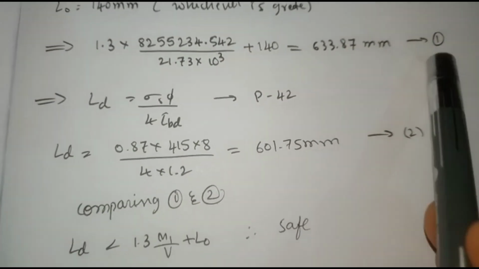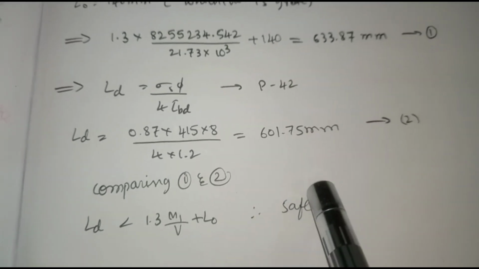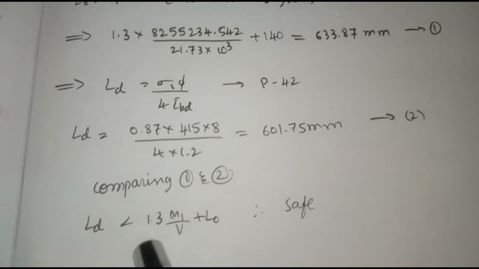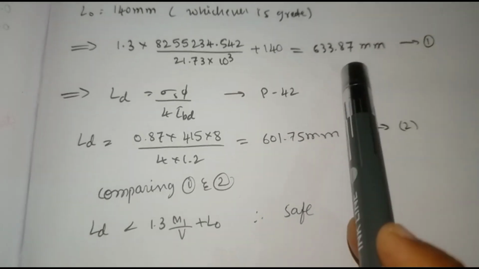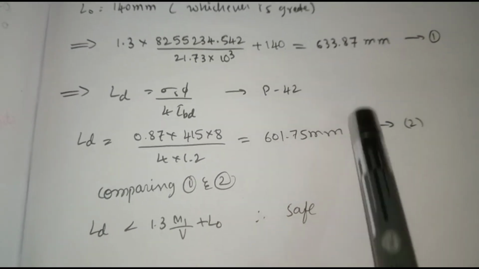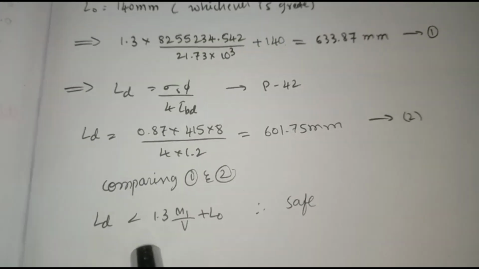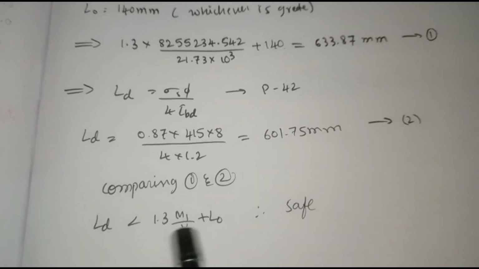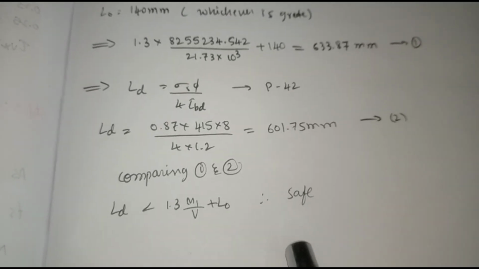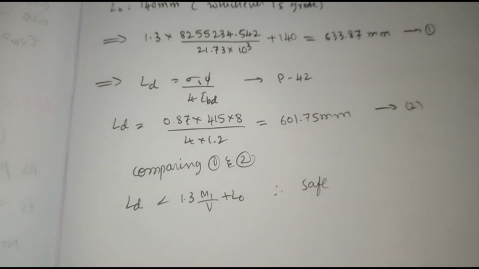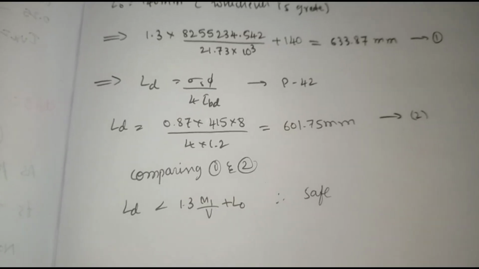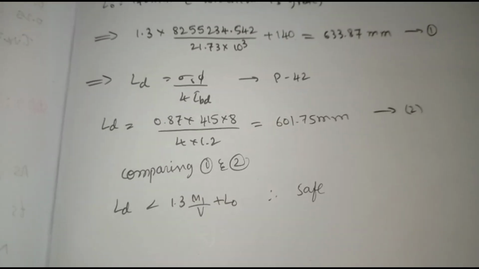Now compare equation 1 and equation 2. Our LD value we got was 601.75, and the value we got for 1.3 into M1 divided by V plus L0 was 633.87. Seeing these two, we can say that our LD value is less than 1.3 into M1 divided by V plus L0. Hence, our design is safe. This is how we calculate the development length. This is the last step of this problem. So now we will go for the drawing.